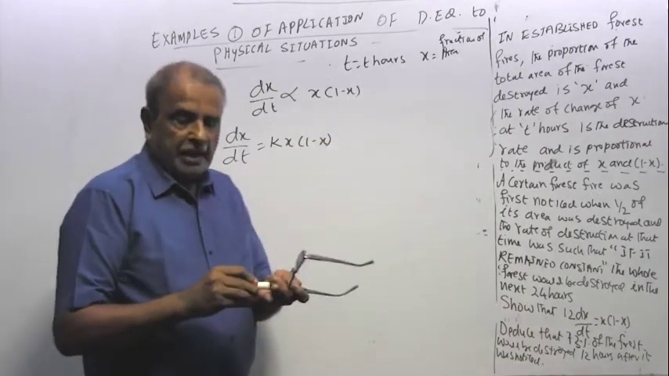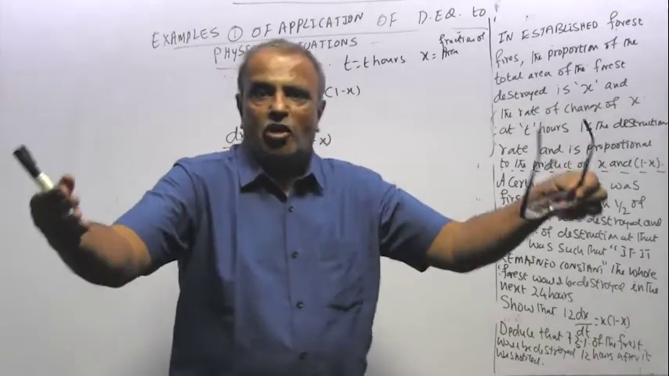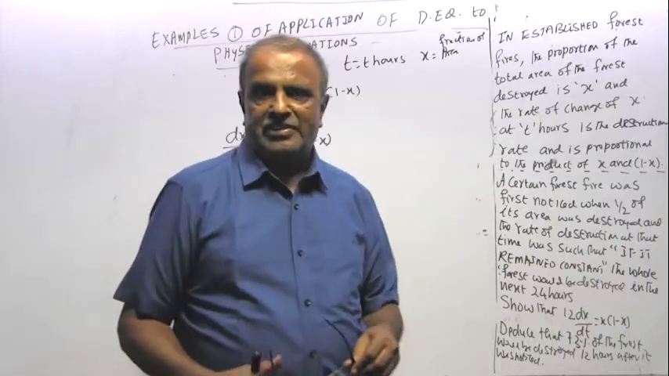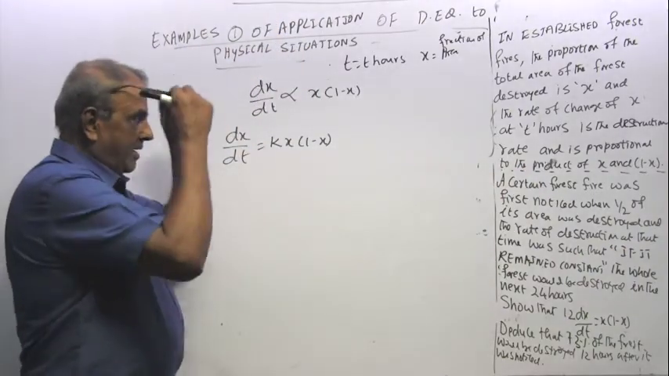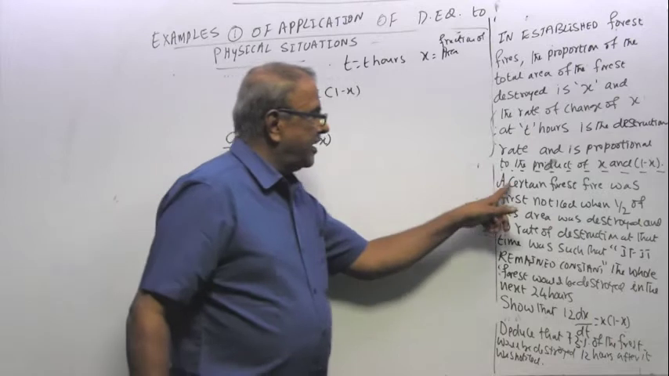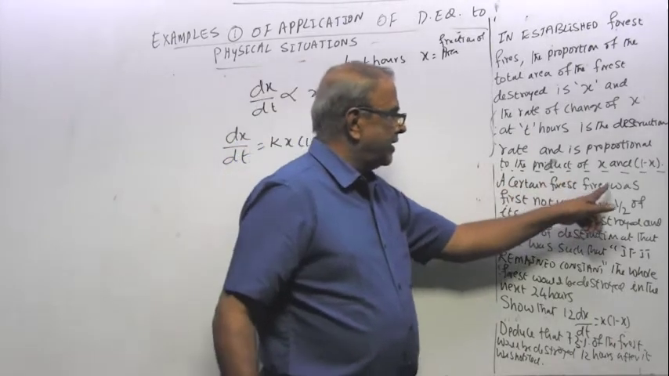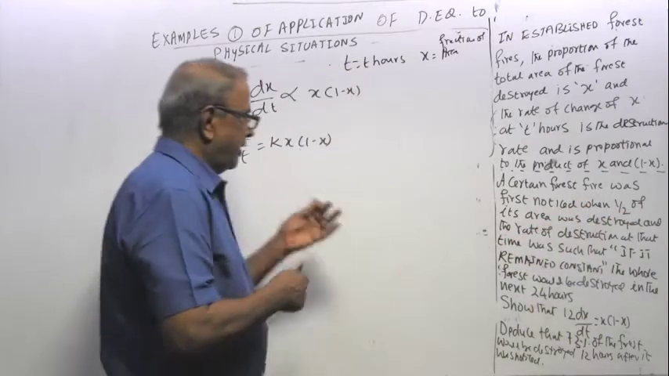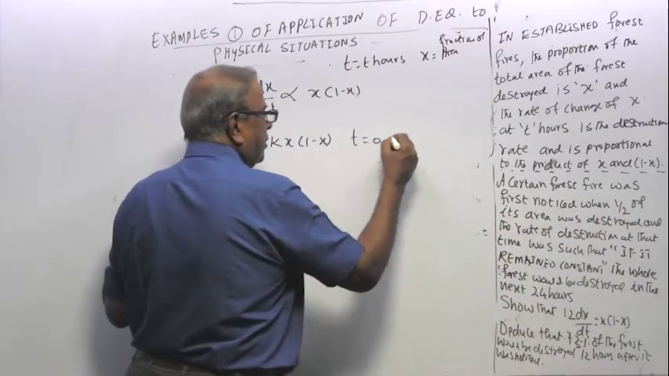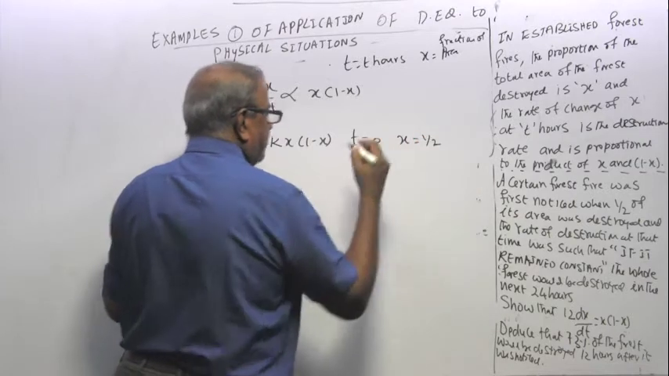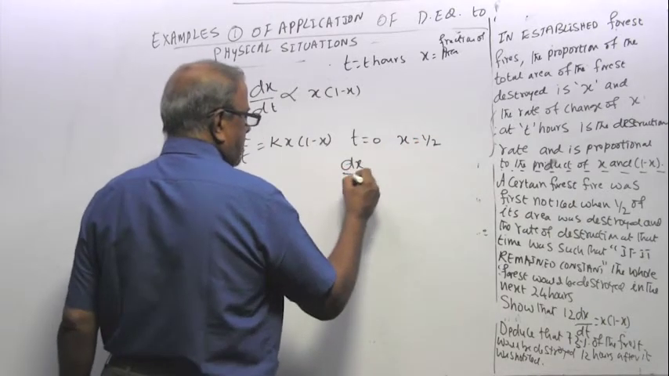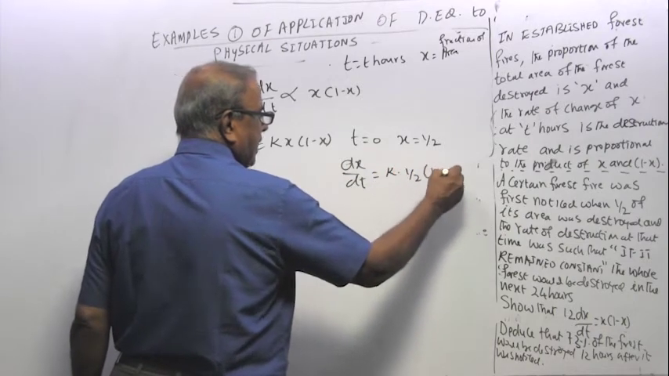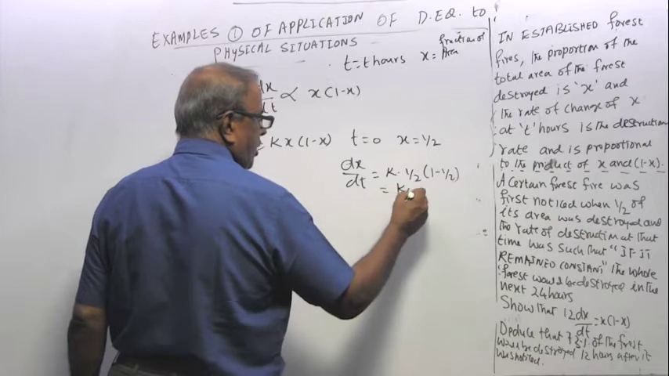Now, I put a positive k because X is the area destroyed. So, as time goes on, the area destroyed increases. That's why I put a plus k. This is the interesting part. A certain forest fire was first noticed when half its area was destroyed. So, T equal to 0, X equal to half. So, what is dx by dt? Dx by dt is k times half times 1 minus half, or k over 4.